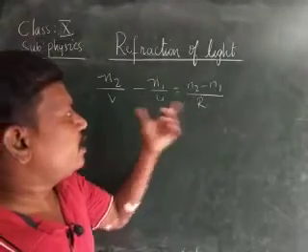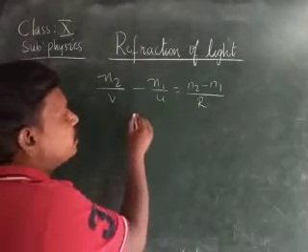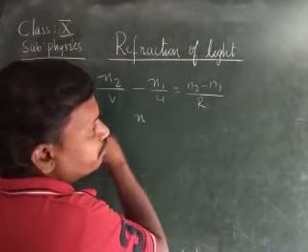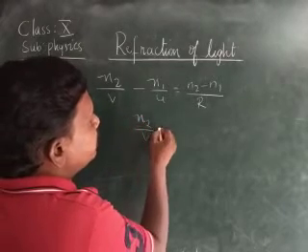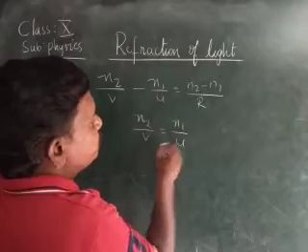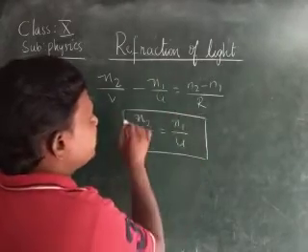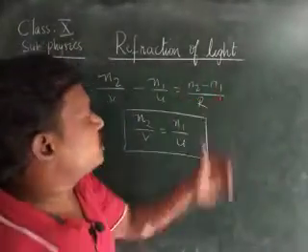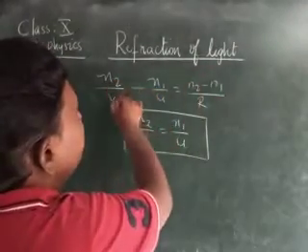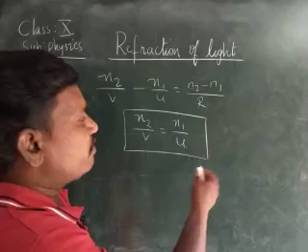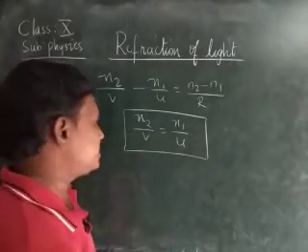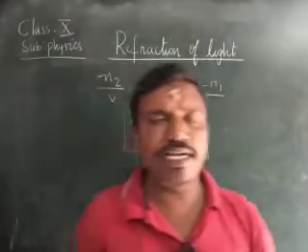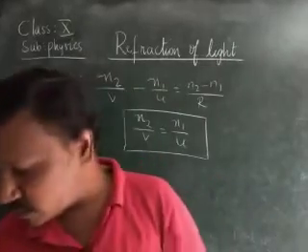Okay, children, that we have learned, and we also learned the formula for the plane surface, that is n2 by v minus n1 by u is equal to n2 minus n1 by r, and for a plane surface r is infinite, so n2 minus n1 by r is equal to 0. Therefore n2 by v minus n1 by u is equal to 0 is the formula for the plane surface, that is n2 by v is equal to n1 by u. Related to this we solve a few problems today.